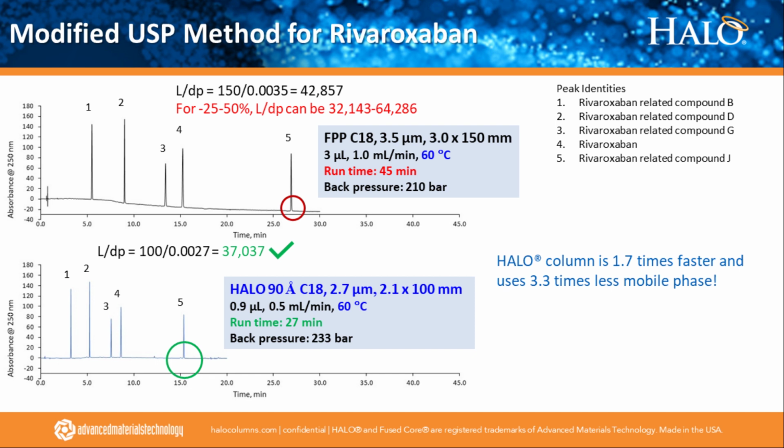Our L to DP can be anywhere in the range from 32,143 to 64,286. And for our Halo column, we chose a 2.1 by 100 millimeter, 2.7 micron column. So that gives you an L to DP of 37,037. So you can see our peak 5 is coming out right around 15 minutes on the Halo column as compared to around 27 minutes on the original monograph column. And the Halo column is 1.7 times faster and uses 3.3 times less mobile phase.